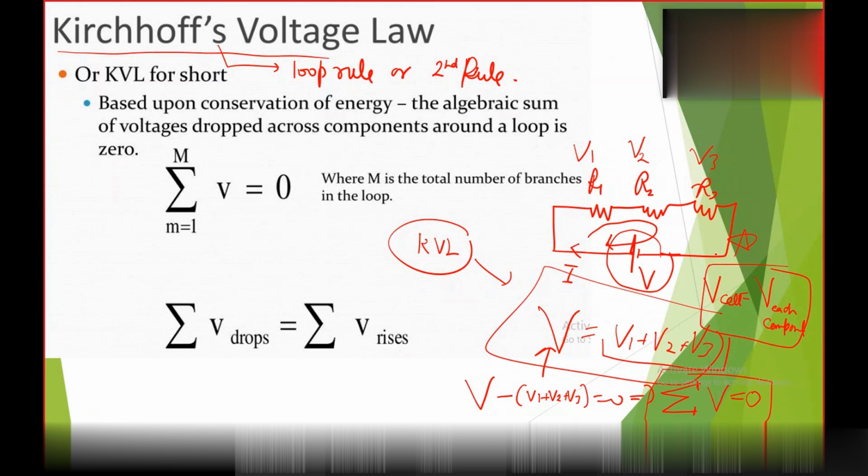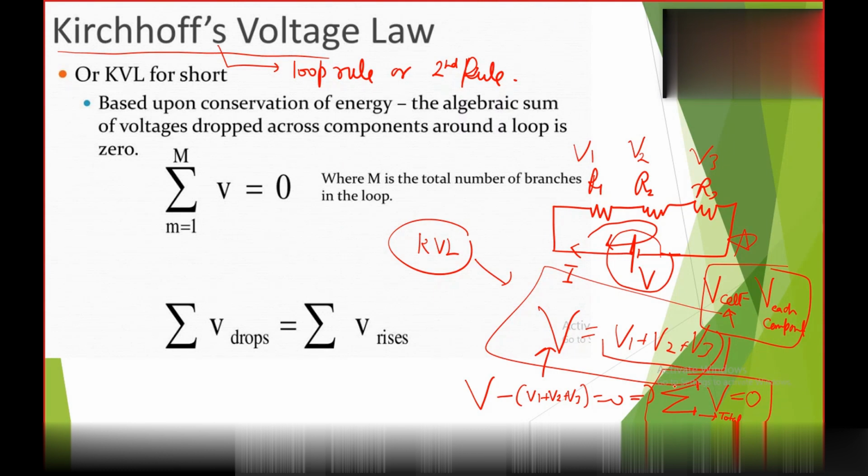We can also say that the summation of all the potential drops, whether it is across the cell or the components, the summation of V total will be equal to 0. ध्यान रखना है कि यहाँ पर सिर्फ मैंने V cell लिया है, जबकि यहाँ पर मैं total potential ले रहा हूँ throughout the circuit.